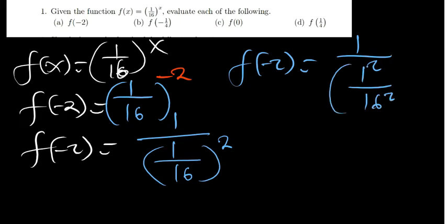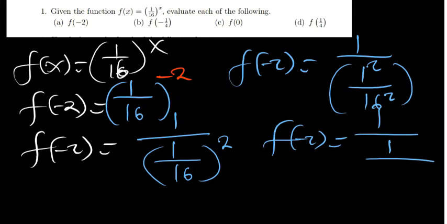So I'll do this. Okay, so f of negative 2 now is going to have 1 on top. 1 squared is 1. Now what is 16 squared? So 16 squared is 256. So I'll put 256 here.